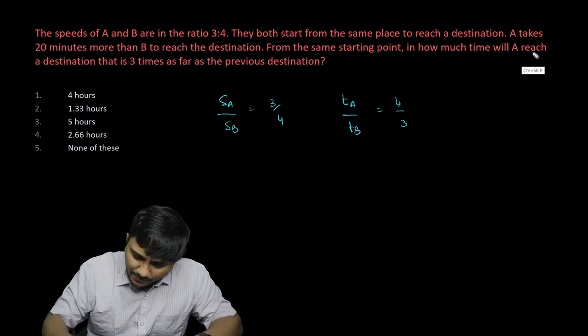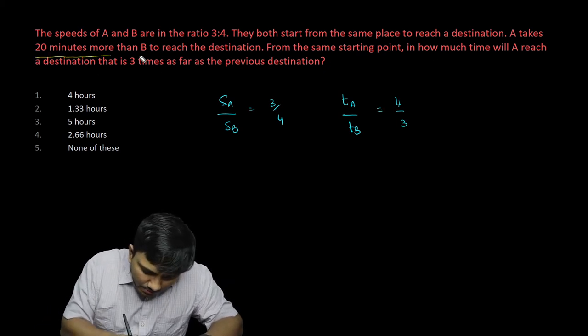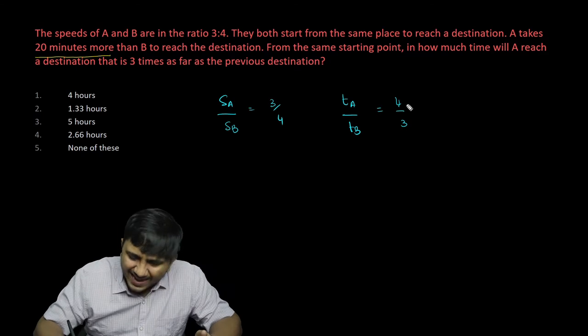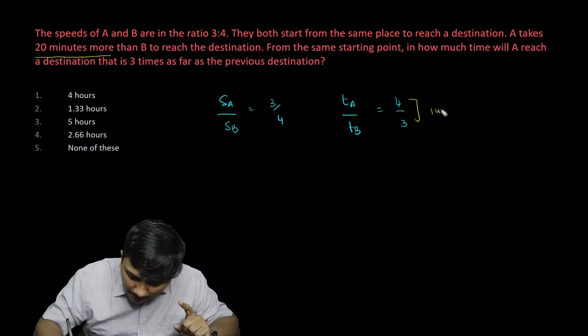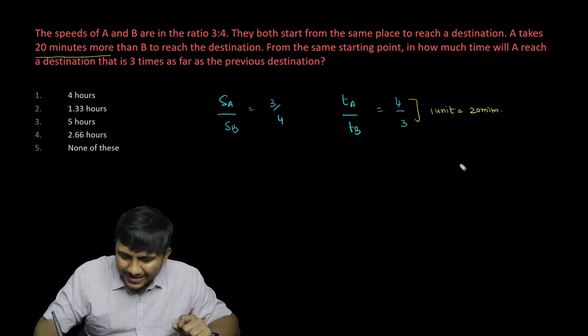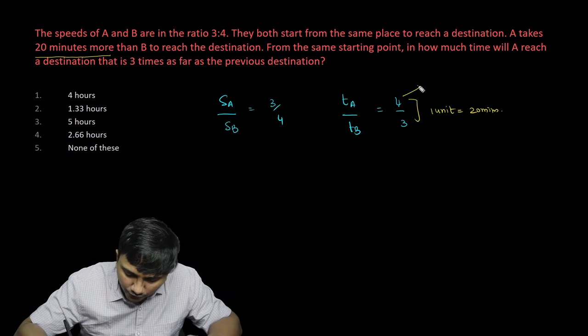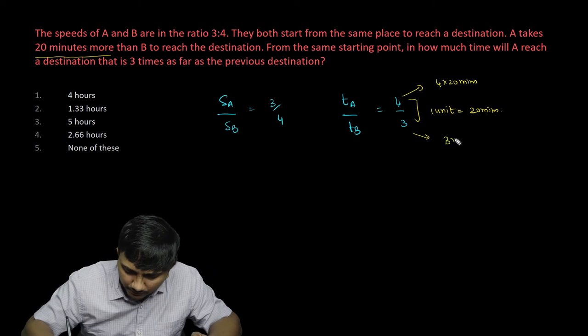And it is given A takes 20 minutes more. As per this, A takes 1 unit more. And that 1 unit difference in the ratio is equal to 20 minutes. So I can say this 4 units should be 4 into 20 minutes, and 3 units should be 3 into 20 minutes.